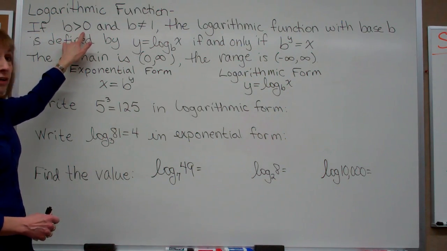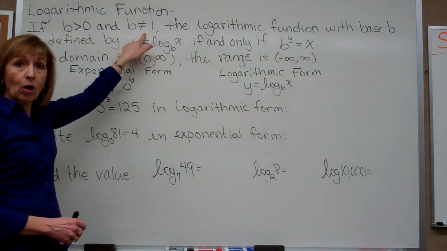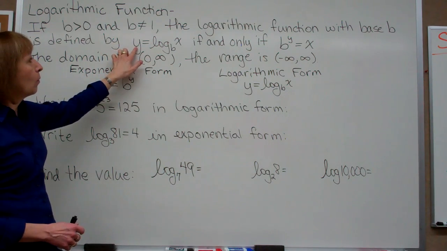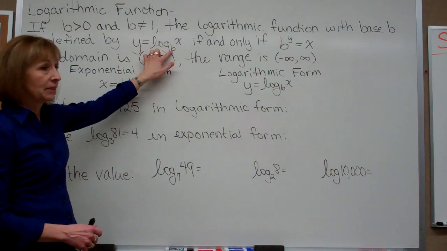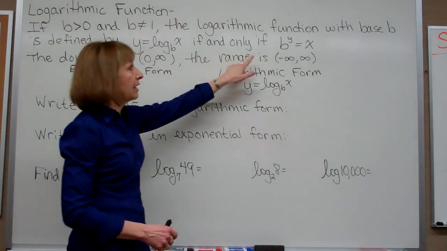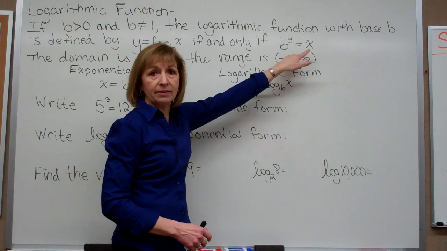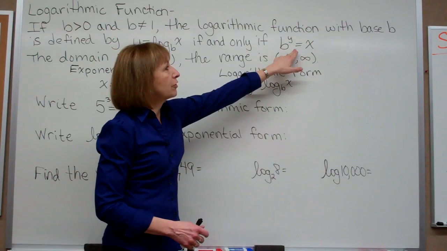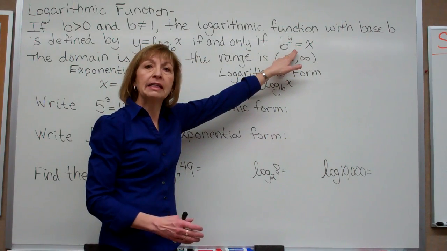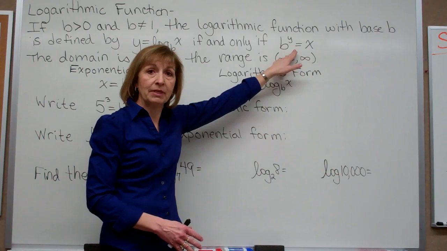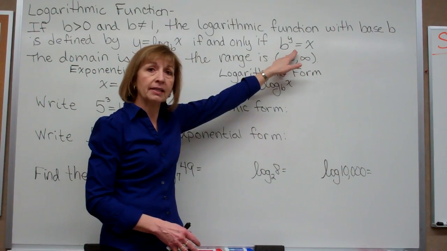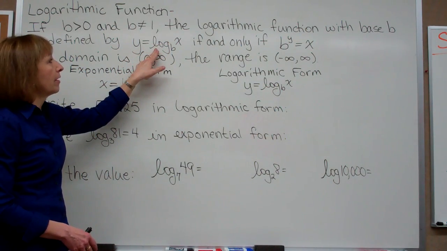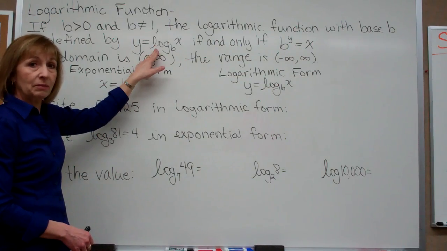So if b is greater than 0 and b is not equal to 1, the logarithmic function with base b is defined by y equals log base b of x if and only if b to the y is equal to x. And a lot of times we get the logarithmic function form this way through finding the inverse function of an exponential function, switching the x and y's and then solving that for y, getting the logarithmic form, y equals log base b of x.